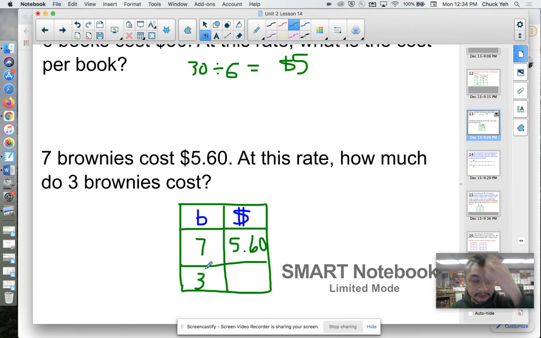All right. So once you've done that, don't you get $2.40? That's how much 3 of them cost. 3 times 5.60 divided by 7 is $2.40. This really helps you in the real world, to find out how much the unit rate is, and then if you just want to buy 3, if you want to buy 4, and so on.